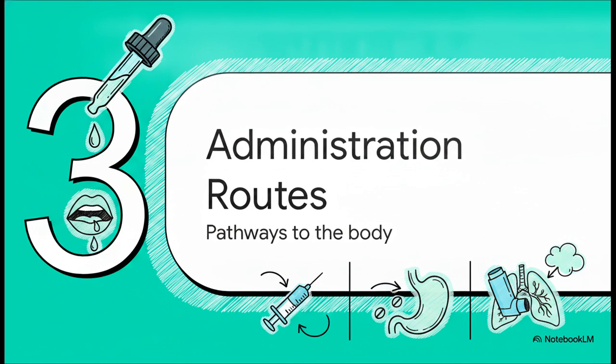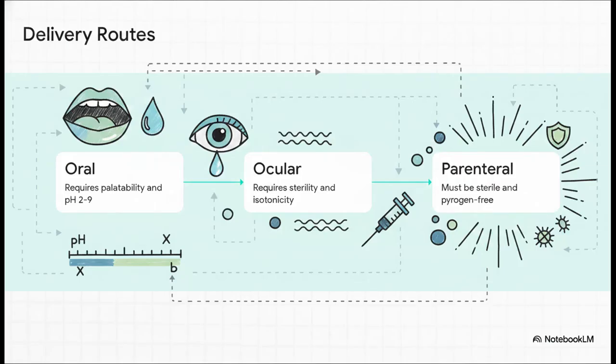Okay, part 3, routes of administration. We have our perfectly crafted liquid, but how is it actually deployed into the body? Let's take a look. The journey of a liquid dose depends entirely on its destination. The oral route is relatively forgiving. It mostly requires palatability, and it can tolerate a surprisingly wide pH range, from about 2 to 9. But move over to the ocular route like eye drops, and suddenly you need strict sterility and isotonicity just to match natural human tears. Go one step further to the parenteral or IV route, and the requirements for sterility and being pyrogen-free are absolute. No exceptions.